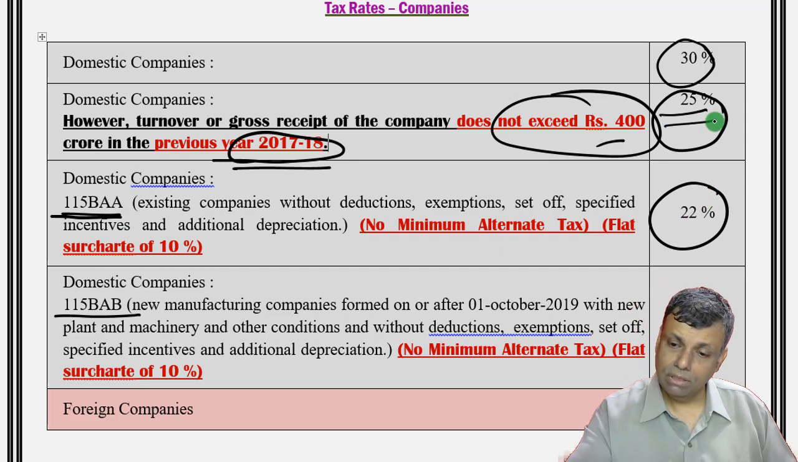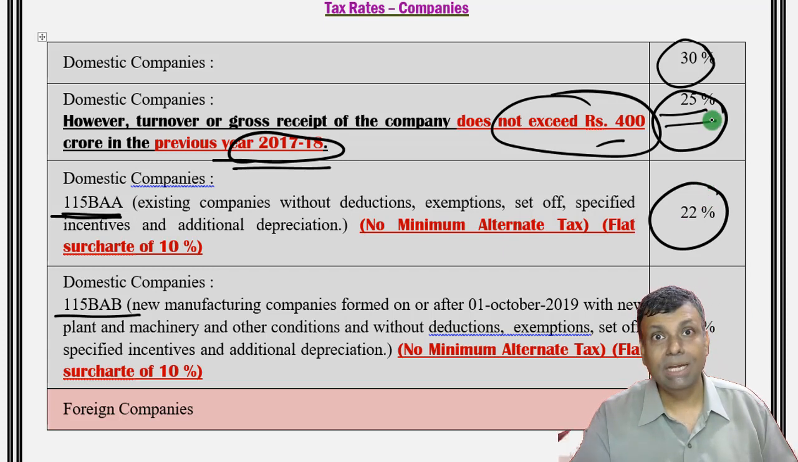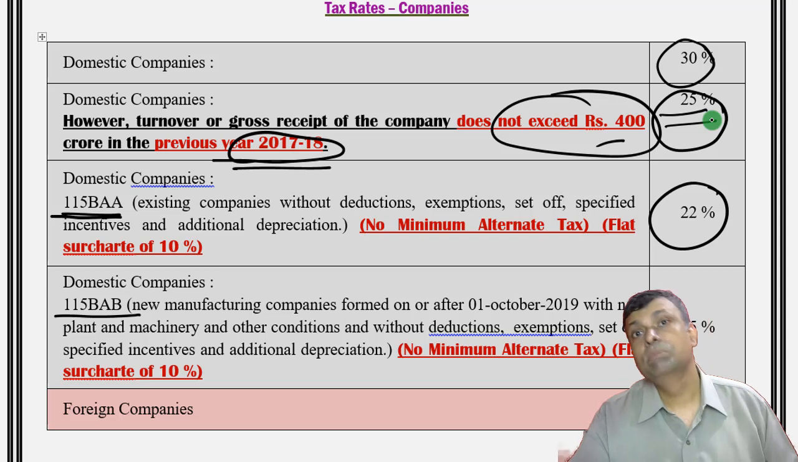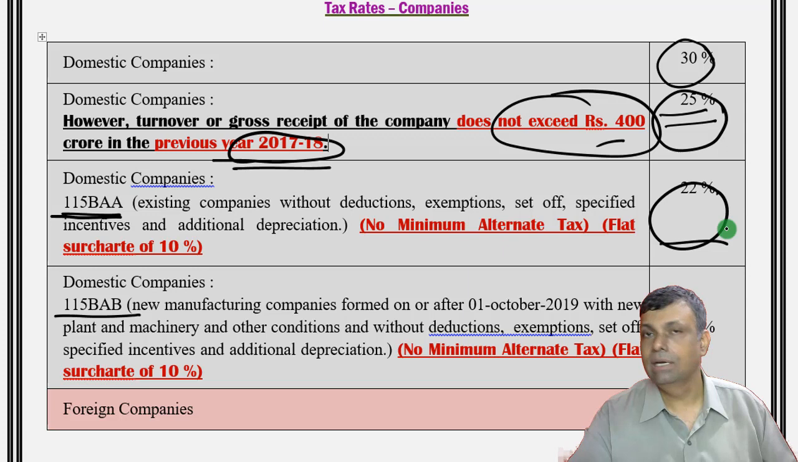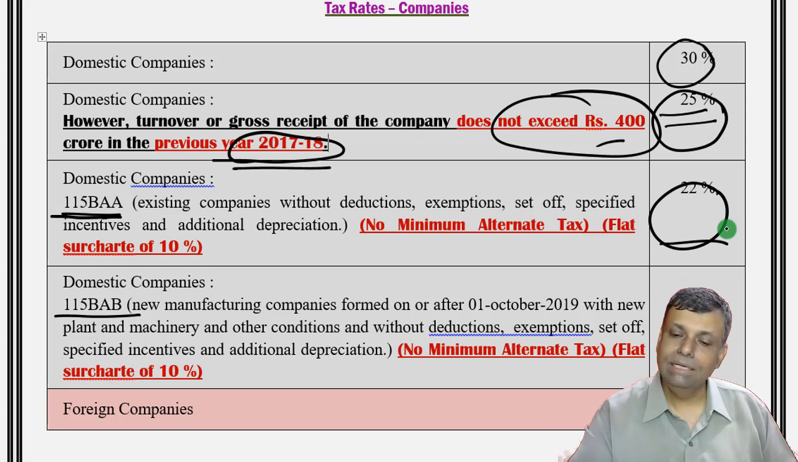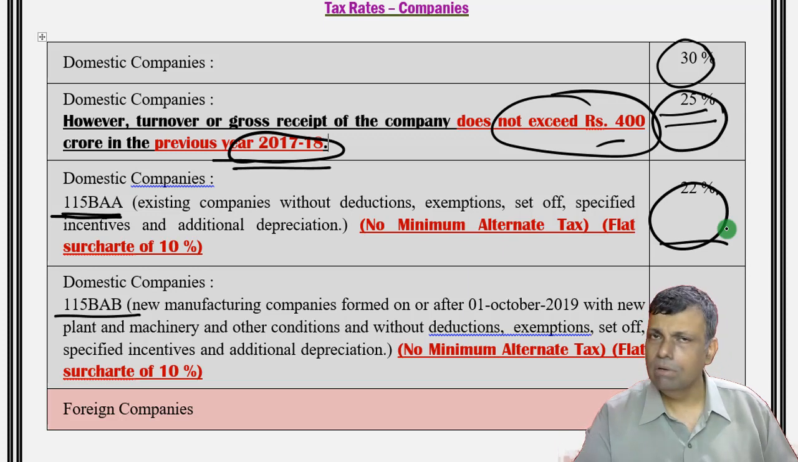Even if your turnover was lower, normally you would be in the 25% category. Now it has been further reduced by the government to a 22% corporate tax rate. But this 22% tax rate considers no specified deductions and no specified exemptions. And those details are in our normal class.